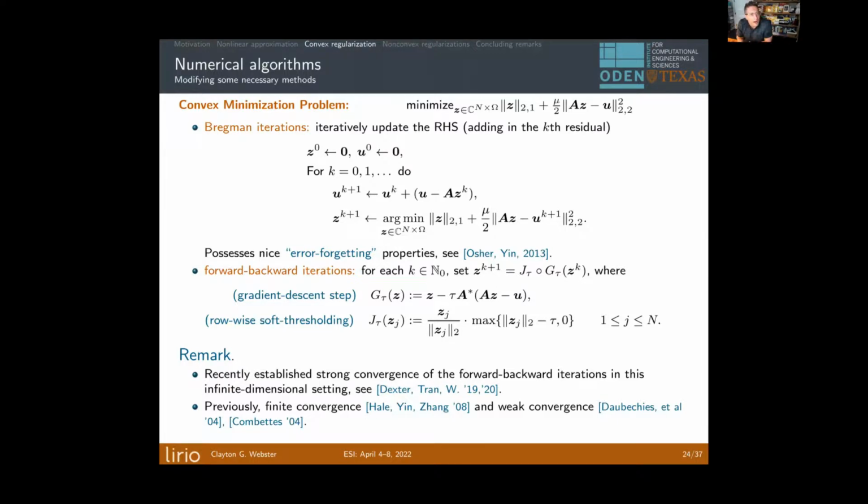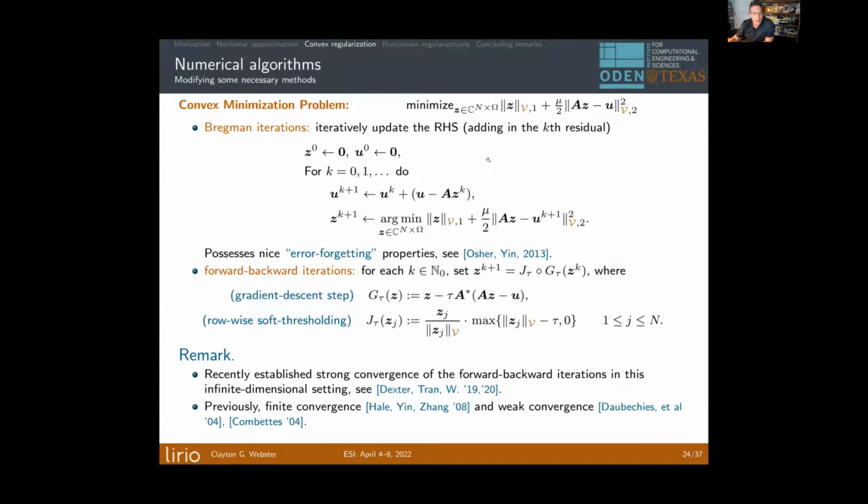There are several numerical algorithms, of course, for computing these type problems. The typical or the most popular ones are Bregman or forward-backward iterations. In our case, though, we have to modify these algorithms because recall that we're approximating over this function value space. So the modification is straightforward. The theory is not, obviously.